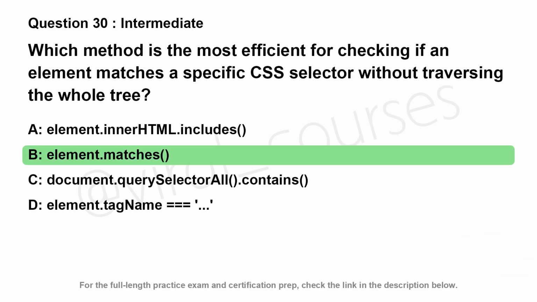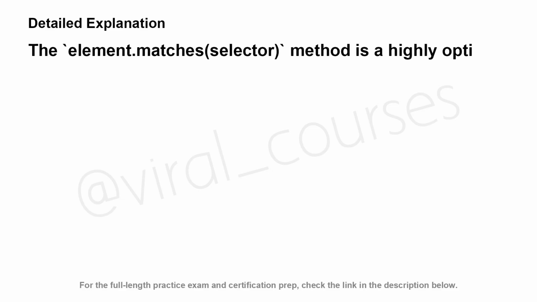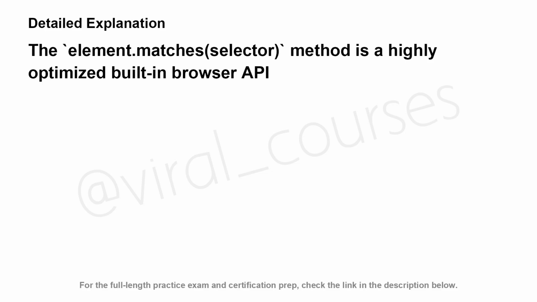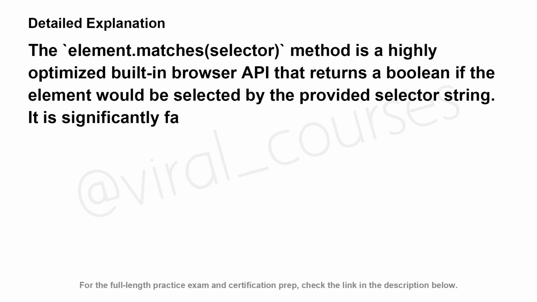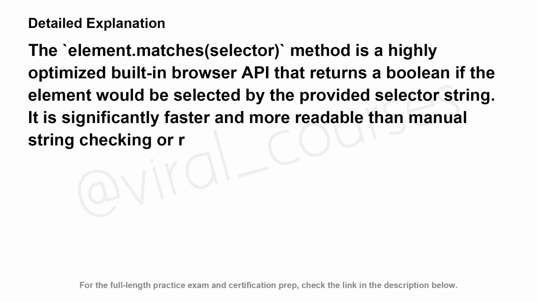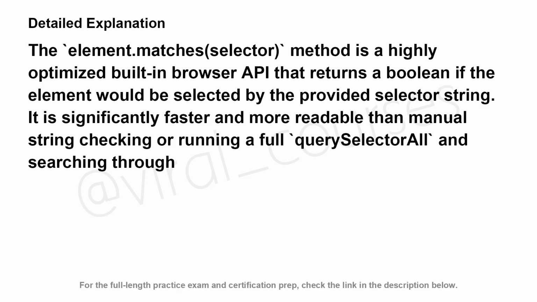The correct answer is B. The `element.matches(selector)` method is a highly optimized built-in browser API that returns a boolean if the element would be selected by the provided selector string. It is significantly faster and more readable than manual string checking or running a full `querySelectorAll` and searching through the result list.